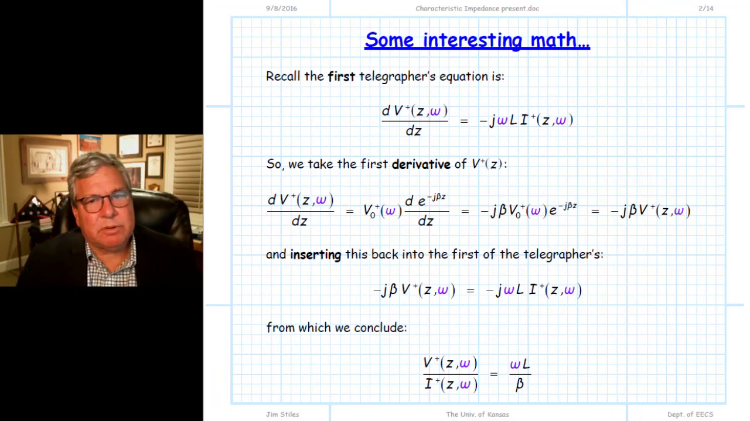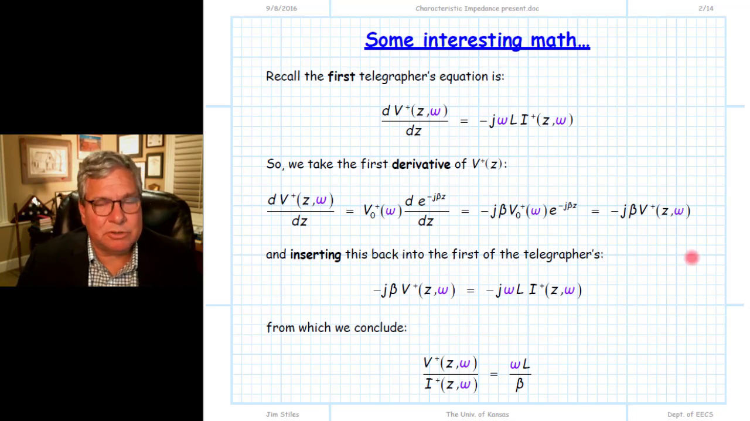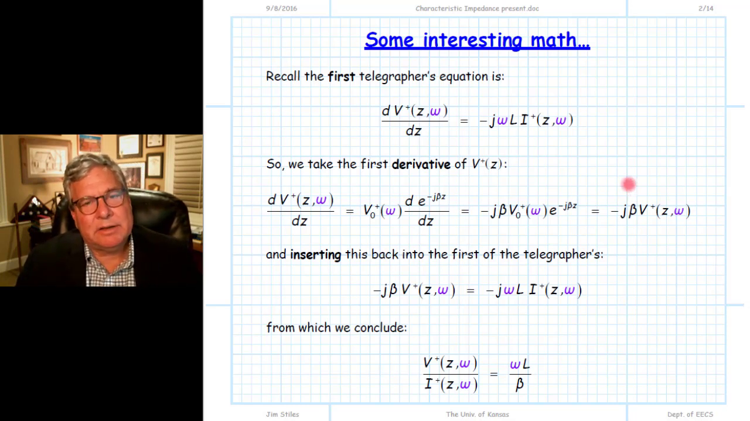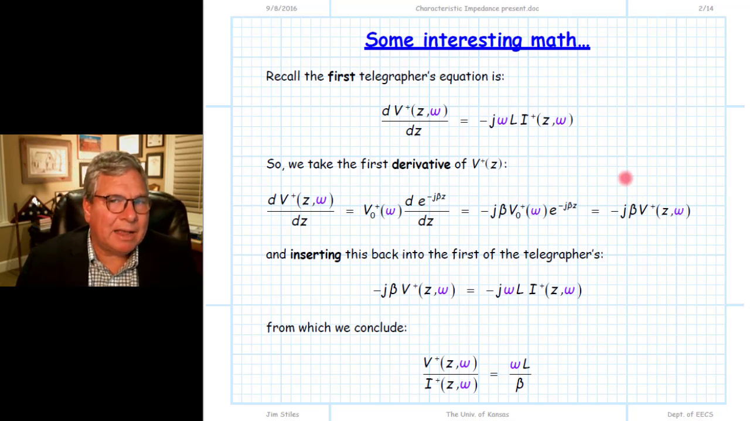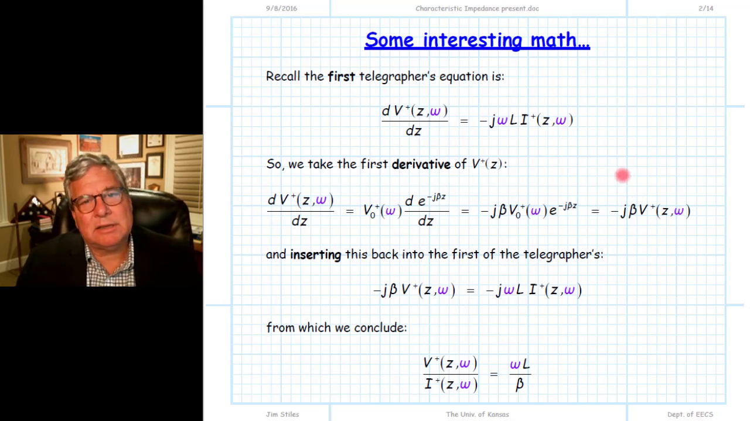So to see if there's a relationship, let's consult the telegrapher equations. We know, of course, the solution to the telegrapher equations now. We've determined that from the transmission line wave equations. But let's go back and take those solutions and see what the telegrapher equations might tell us in regard to the relationship between the plus wave voltage and the plus wave current.